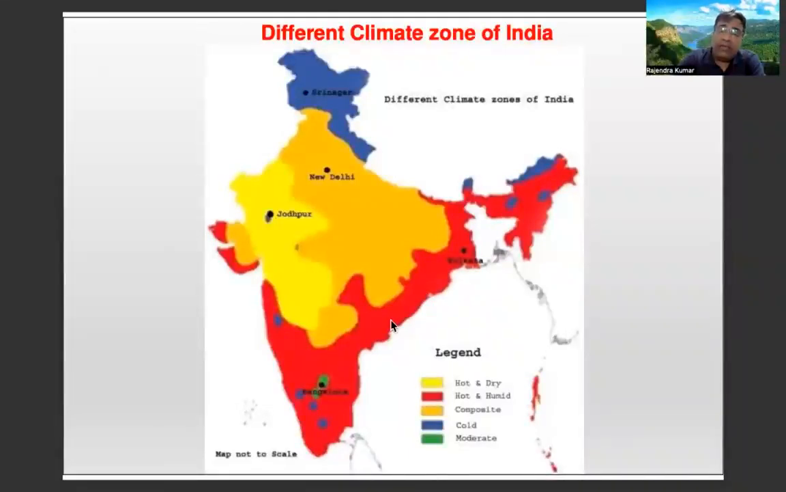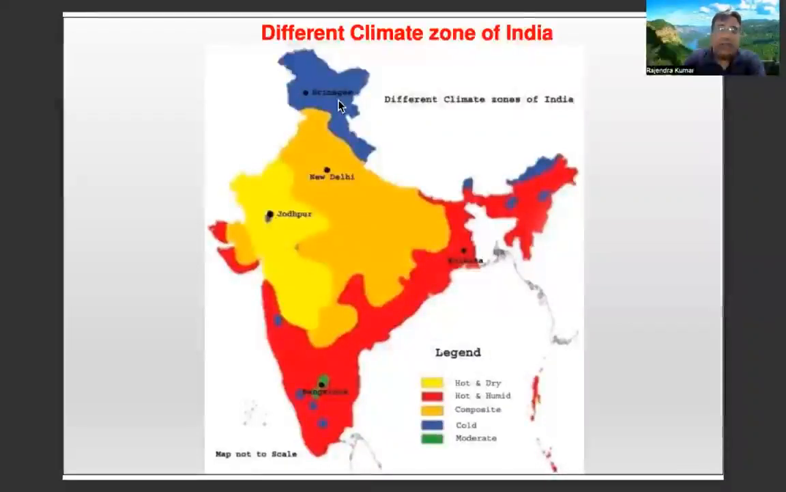And here you can see the red part, which is the maximum region of India. Here it is hot and humid. So you can see the major part of India, which is in red, has hot and humid climate zones. Here, in more of North India and some part of Central India, it's a composite climate. Here, more toward the west and some part of Central India, it is hot and dry. And then there are some regions which are cold. Here, this is Kashmir, which has a very cold climate.